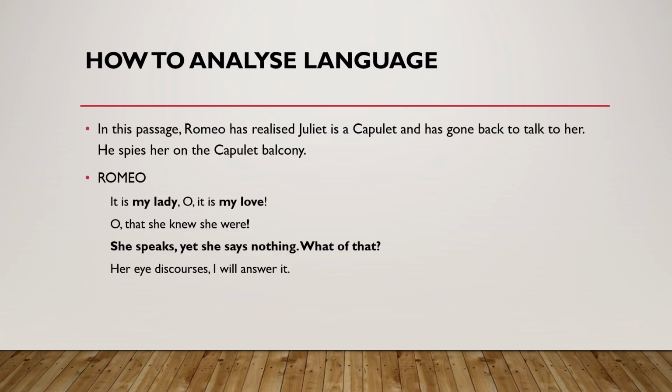In this passage, Romeo has just realised that Juliet is a Capulet and has gone back to talk to her. He spies on her on the Capulet balcony. So there's that really famous scene with the Juliet balcony, and she's looking down into the garden. He's hopped over the wall. He says, "Is that my lady? Oh, it is my love. Oh, that she knew she were. She speaks, yet she says nothing. What of that? Her eye discourses, I will answer it."